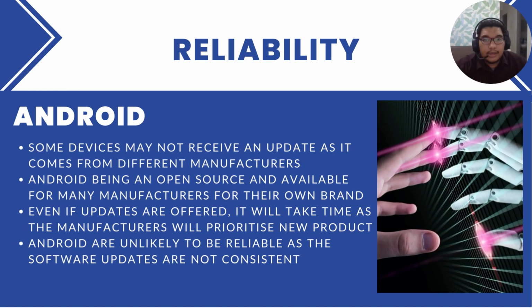Even if software updates are offered, it will take much longer because the manufacturers will supposedly prioritize new products for their selling with their new updated software. So, a device that is no longer receiving updates is vulnerable to the newest security breaches, exploits, and malware as it lacks protection. Thus, we can say that Android devices are unlikely to be reliable compared to iOS devices as the software updates for this particular operating system are not consistent and depend on the brands.